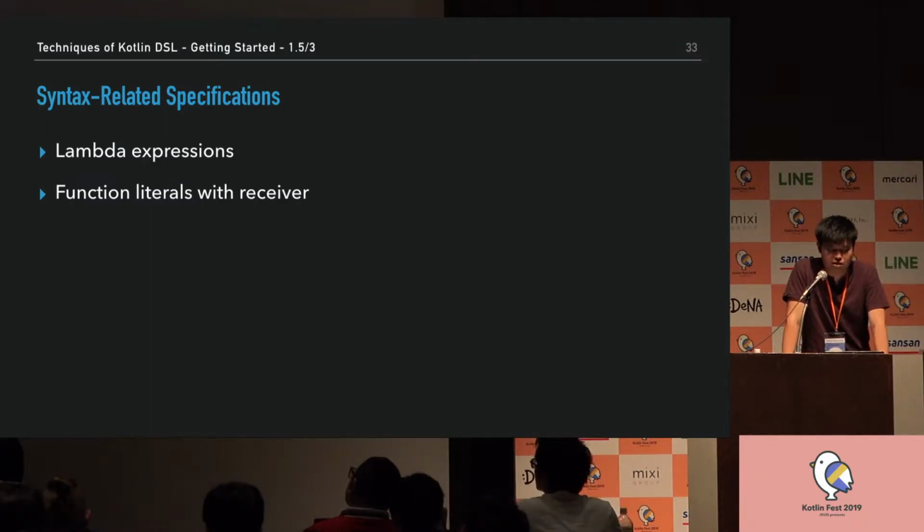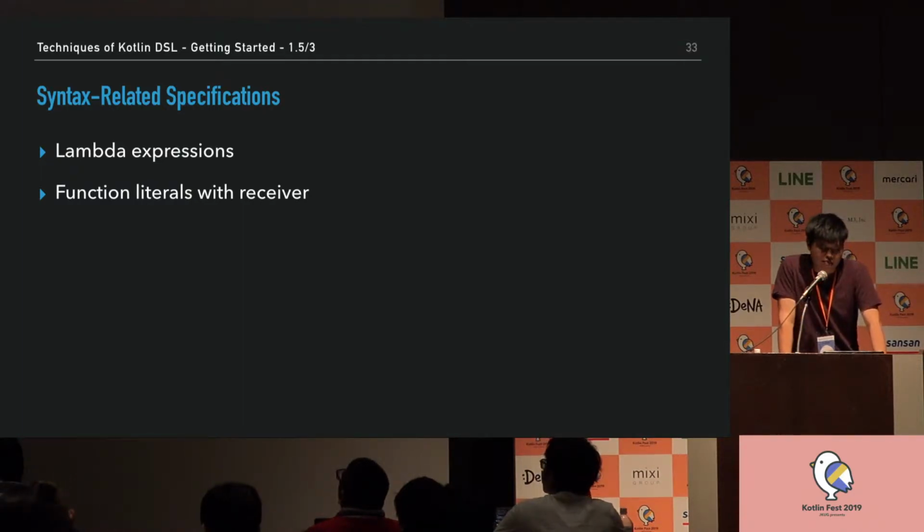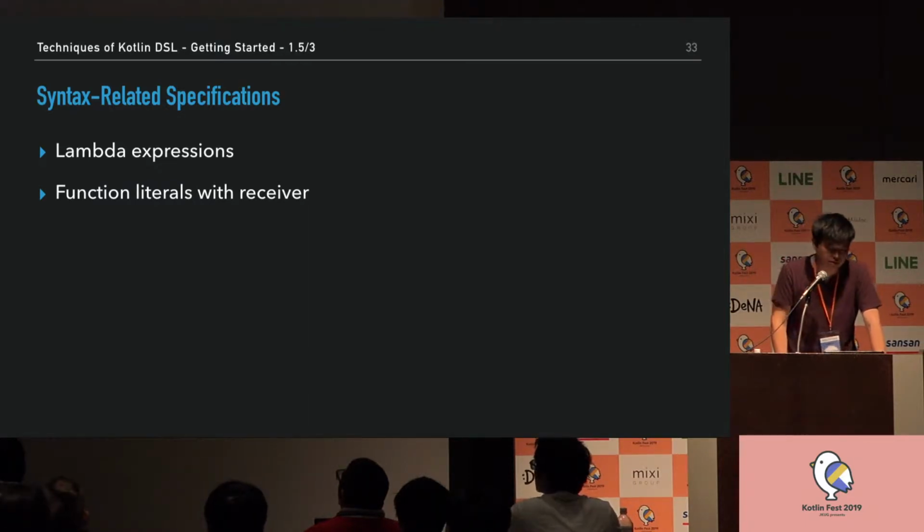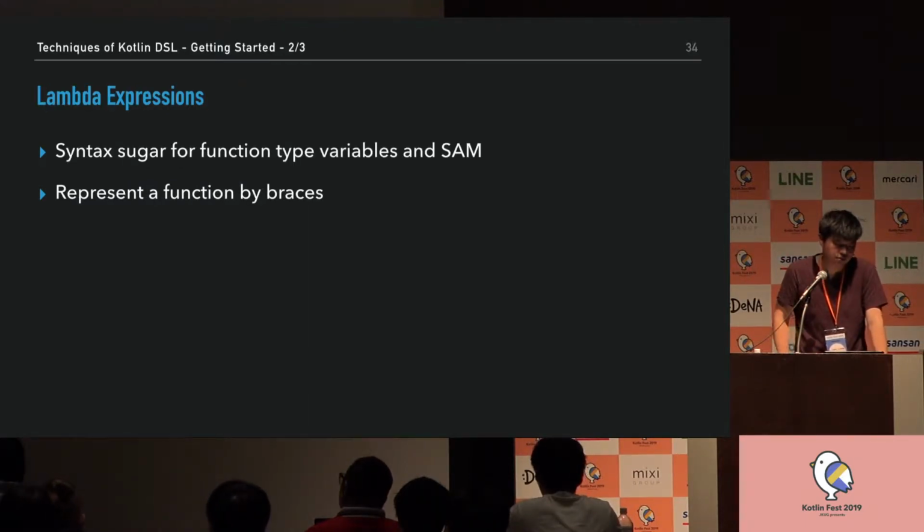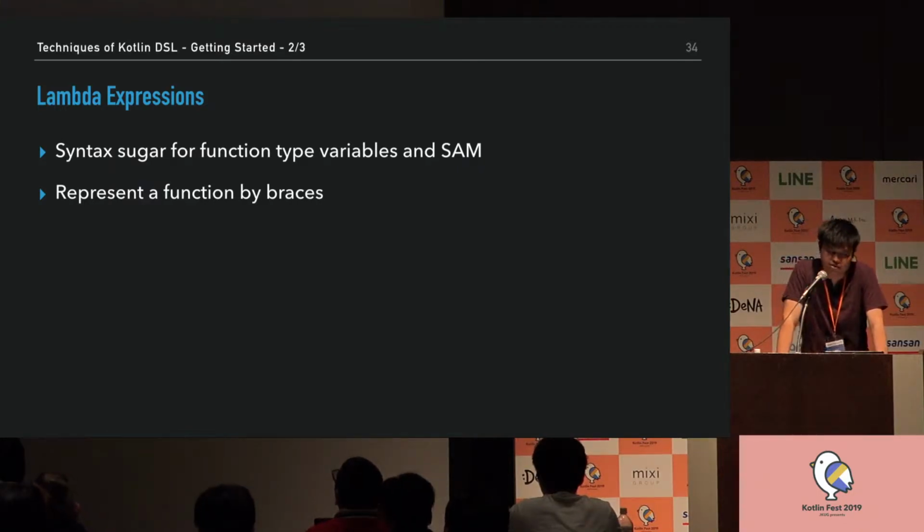The second group of language specifications is for syntax-related specifications. There are lambda expressions and function literals with receiver. Lambda expression improves the expressiveness of Kotlin code. For DSL, lambda expression is a kind of syntax sugar for function type variables and single abstract methods. It allows us to represent a function by braces.